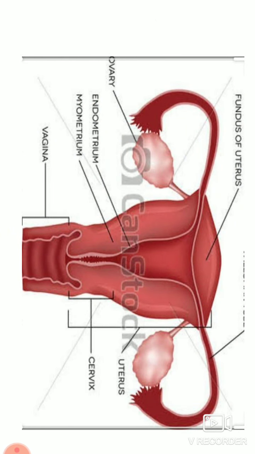Next is the uterus. Uterus is a single unpaired organ. It is a hollow piriform muscular organ between the bladder and rectum. You can see in the diagram.